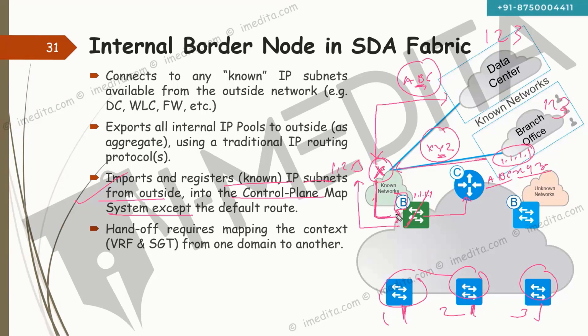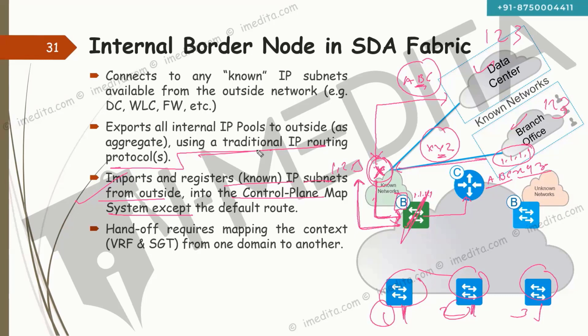For this exporting purpose, what protocol is going to be used? From this border node to this router, we will use some protocol to export all these subnets, like 1, 2, 3 subnet, towards the traditional data center branches, this location. We can use any traditional protocol for the same, as long as that protocol supports VRF. As long as that protocol has the support for the VRF, we can use any protocol.